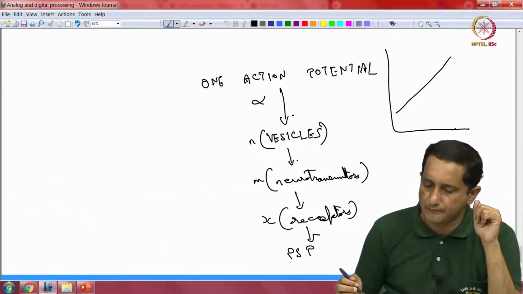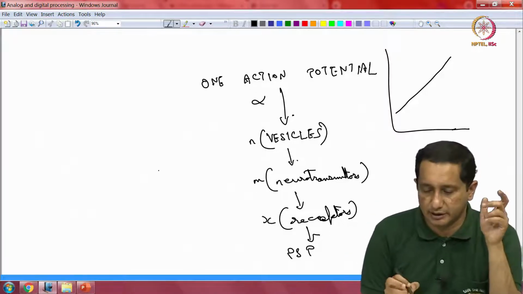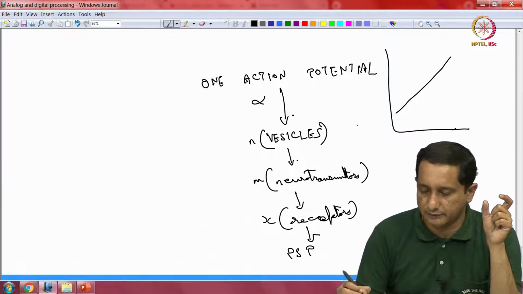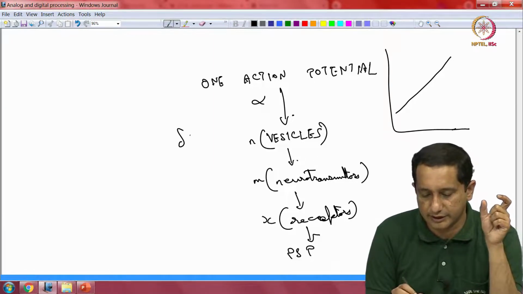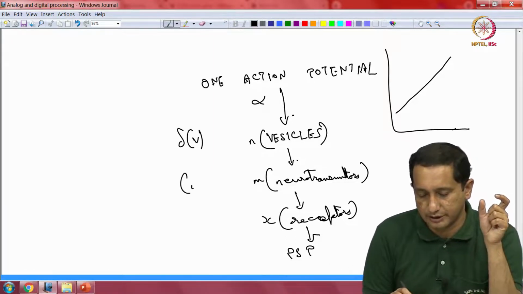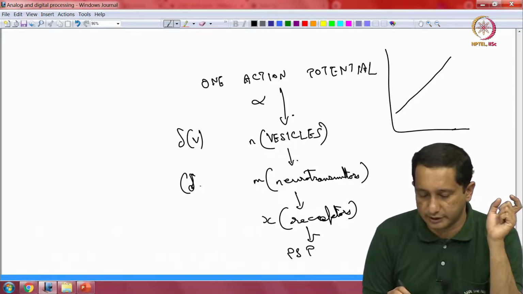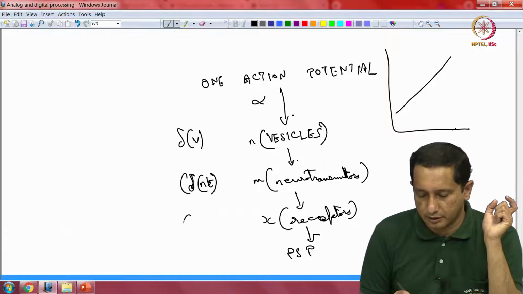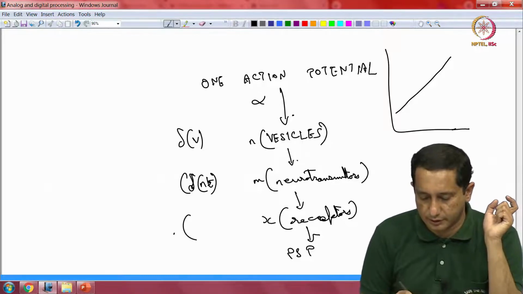Now, what of these can be changed? The neuron has the capacity of changing the vesicles. It also has a capacity of changing the neurotransmitters. It also has a capacity of changing receptors.